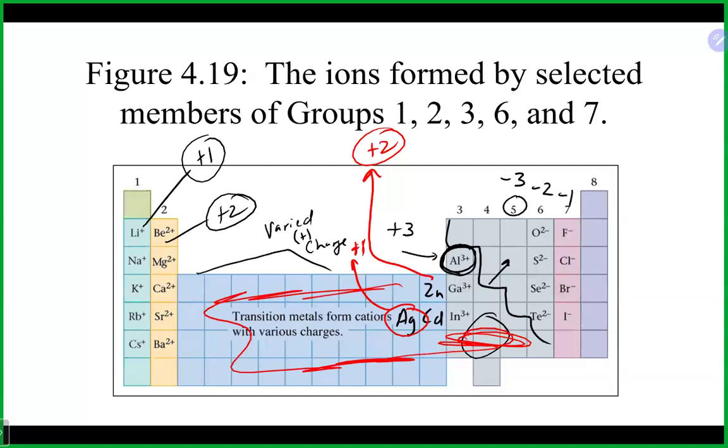But that's also why, as we'll talk about, we do need the Roman numerals when we do iron, because it could be iron 2 in certain cases, could be iron 3. So we have to tell people, hey, in this case, it's number 2. In this case, it has a +3 charge. Any questions?